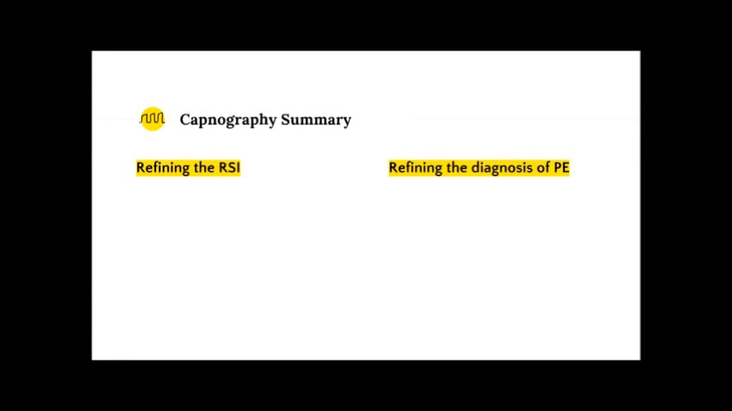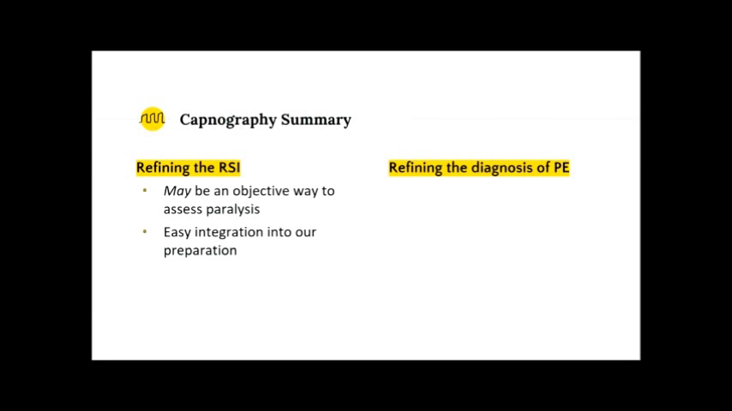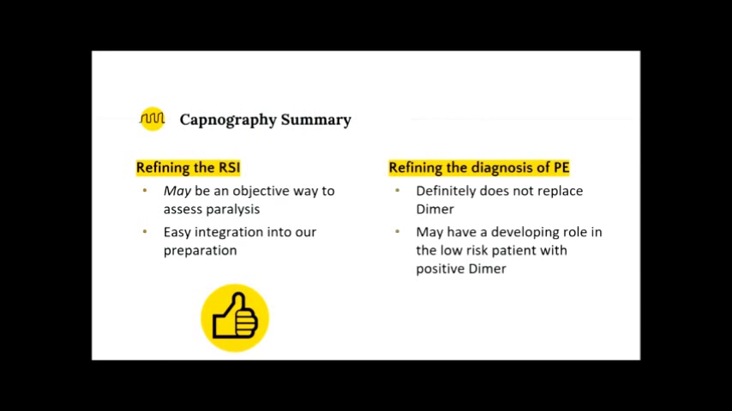In using it for rapid sequence intubation, this may be an objective way to assess paralysis, and it's easily integrated into our preparation. I really like what this study was doing here, using it in a way that we know is established and trying to do it for something that we do in a common but still critical procedure. And I'm interested to see where this goes in terms of a potential RCT. In terms of refining the diagnosis of PE, it definitely does not replace the need for a D-dimer, but it may have a developing role in the low-risk patient that does have a D-dimer, the patient that tends to provide a little more of a diagnostic challenge for us. So overall, a work in progress.